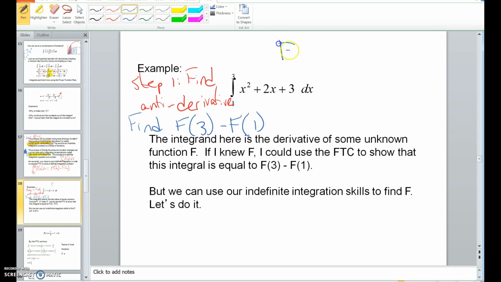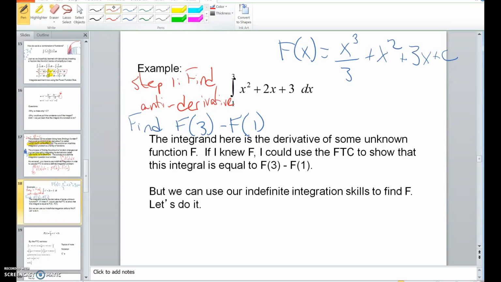So antiderivative. I'm going to get x cubed over 3 plus 2x squared over 2. So that's just going to simplify to x squared plus 3x plus c. Right? And then I am going to evaluate that.